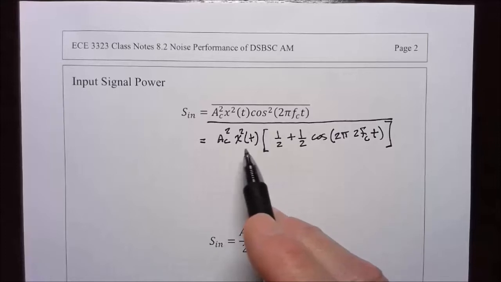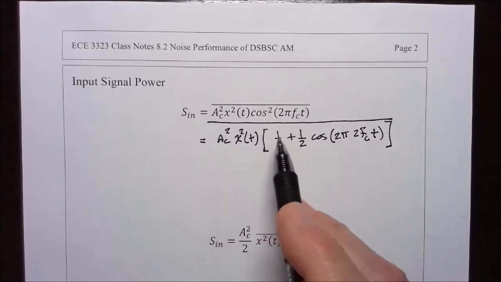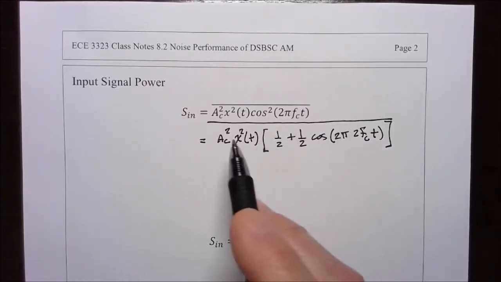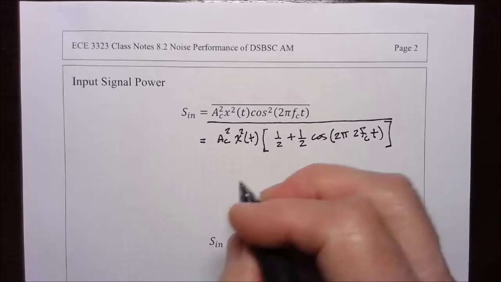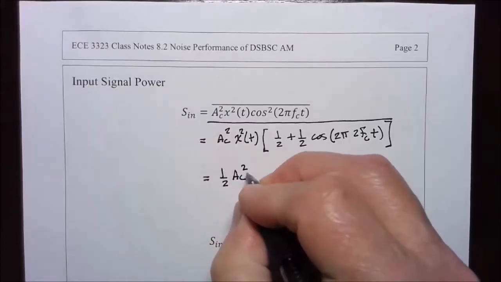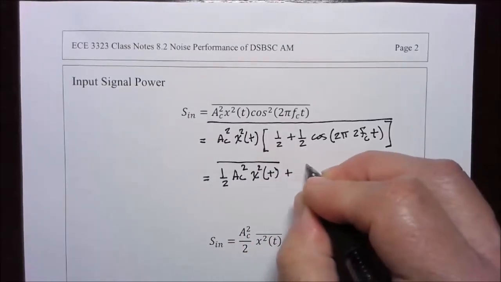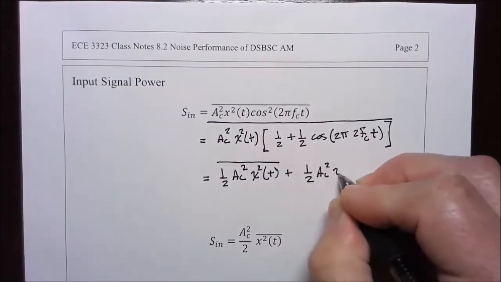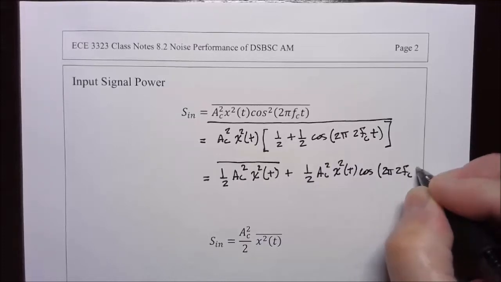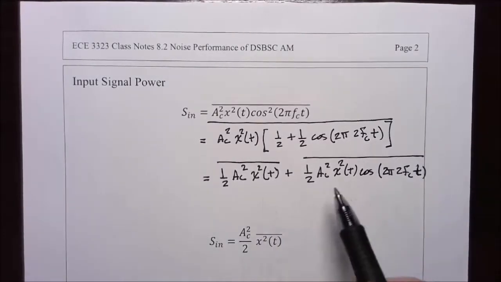We can distribute through the cosine squared, and then we'll have two terms, and since we're taking the time average, the time average will be the time average of the two terms individually taken. So this is going to be 1/2 A_c squared x squared of t, time averaged, plus 1/2 A_c squared x squared of t times the cosine of 2 pi times 2 f_c times t, all time averaged.